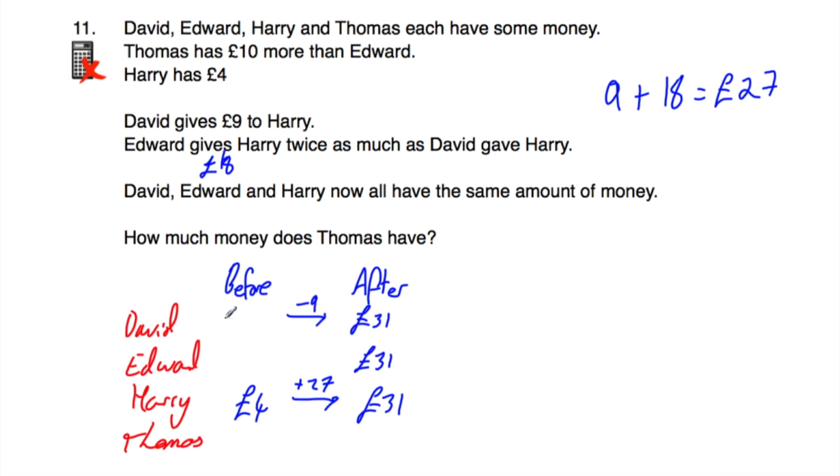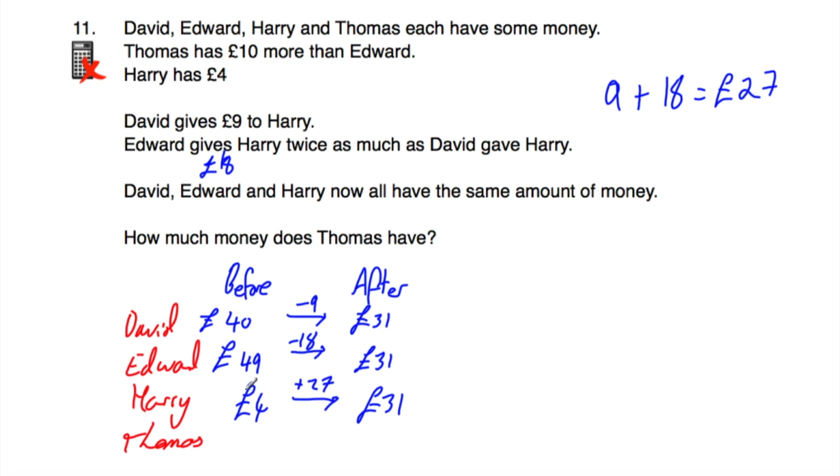So if we want to work out how much he had before he gave him £9, we're going to do 31 plus 9, that's equal to £40. He must have had £40 because after he gave him £9, he's now got £31. And Edward gave Harry £18. So Edward, whatever he had before, he took away £18 and he's now got £31. So 31 plus 18 would be equal to £49. So that means that Edward had £49.